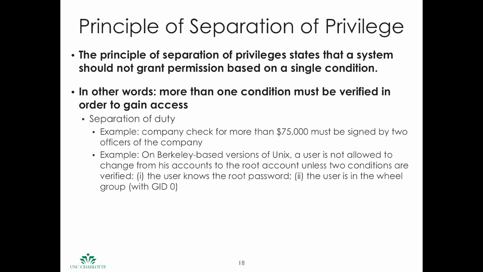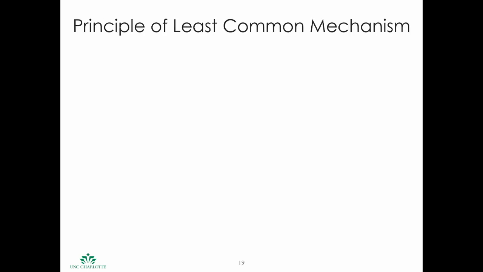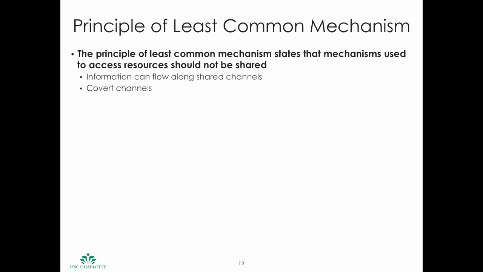The first condition is that the user knows the root password, and the second condition is that the user is in the wheel group, which is a group with the group ID 0. So meeting either of the conditions is not sufficient to acquire root access. In other words, they should meet both conditions.